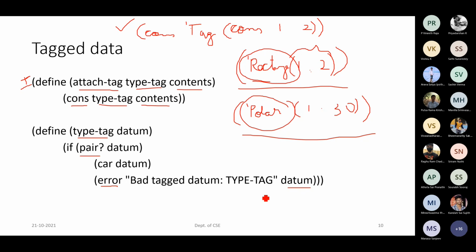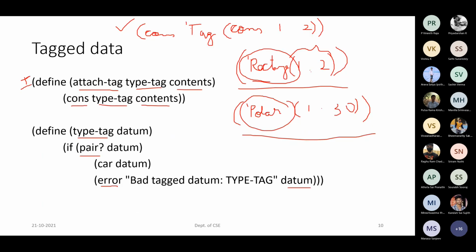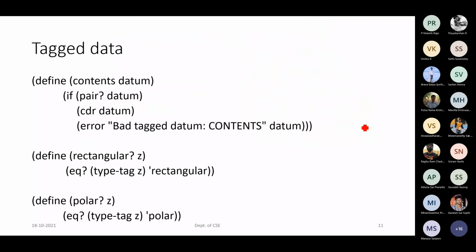For extracting, we just have to verify whether it is a pair or not. If it is a pair, then only extract it. Otherwise, raise an error message. So moving on to the next part. Since we have extracted the first portion of it, now we can extract the next part. Next part means the content part.